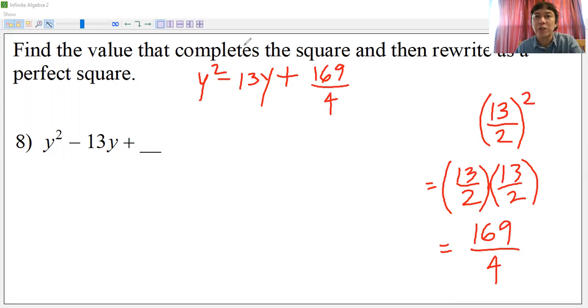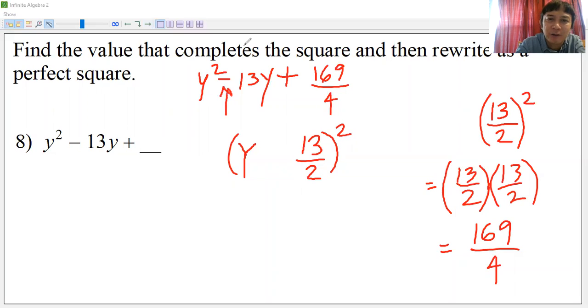All right, it is now a perfect square trinomial, okay? That means we can express this as the square of a binomial. Okay, the first term here is the square root of y squared. That is y to the first. And the second term is the square root of 169 over 4. That's 13 over 2. What is the sign at the middle? Of course, it's obvious. That's a minus. So this must be a minus there.